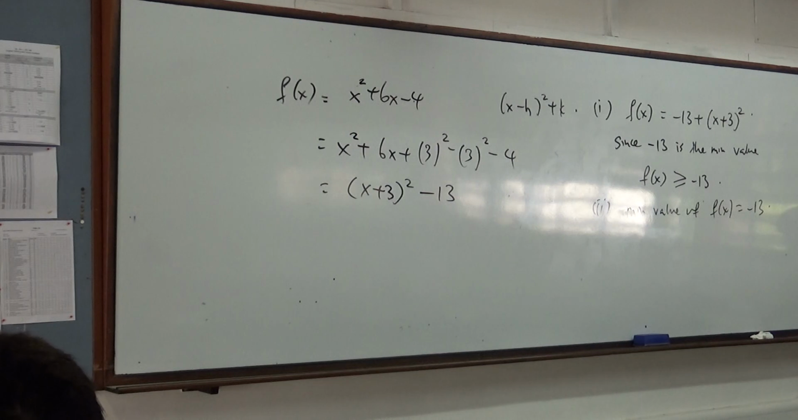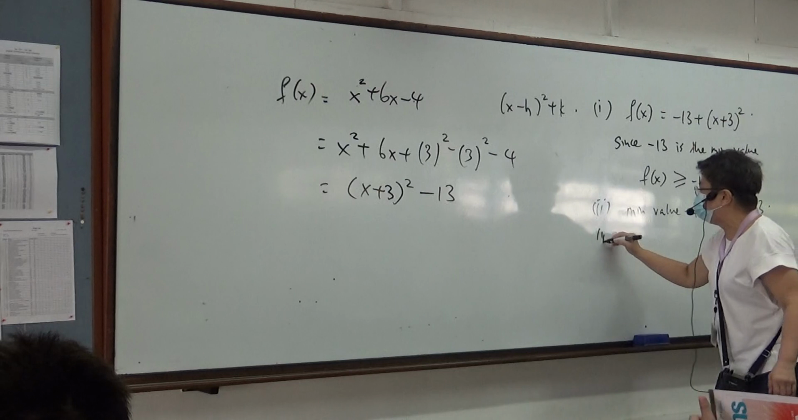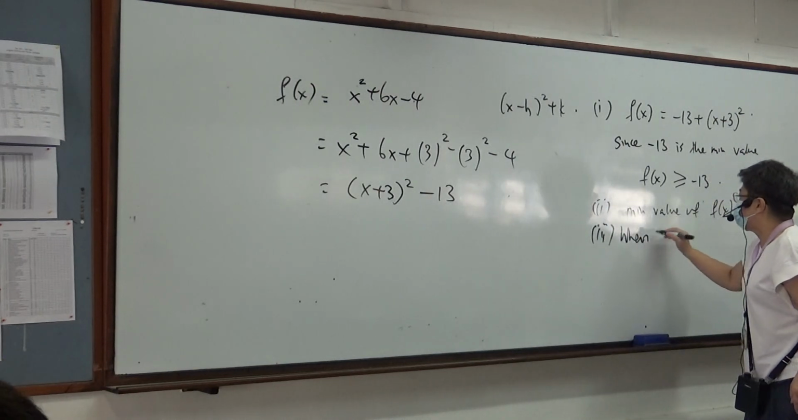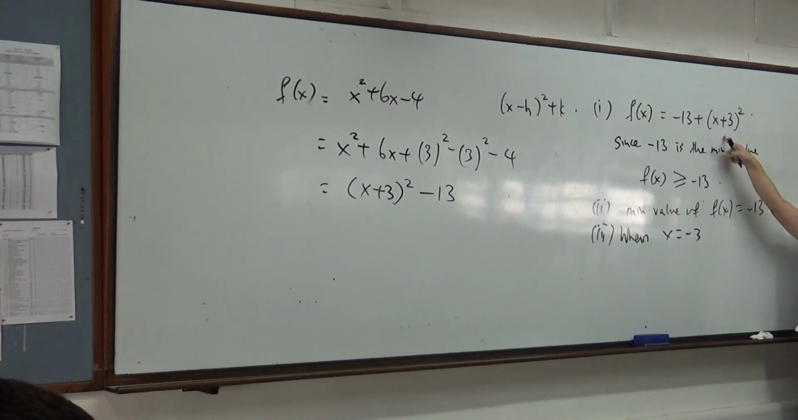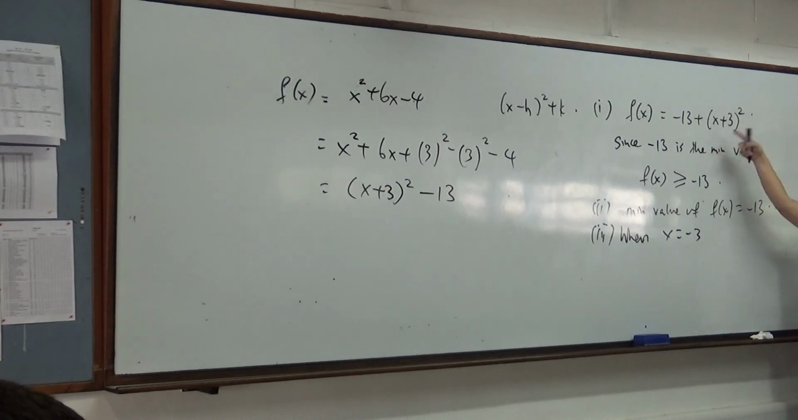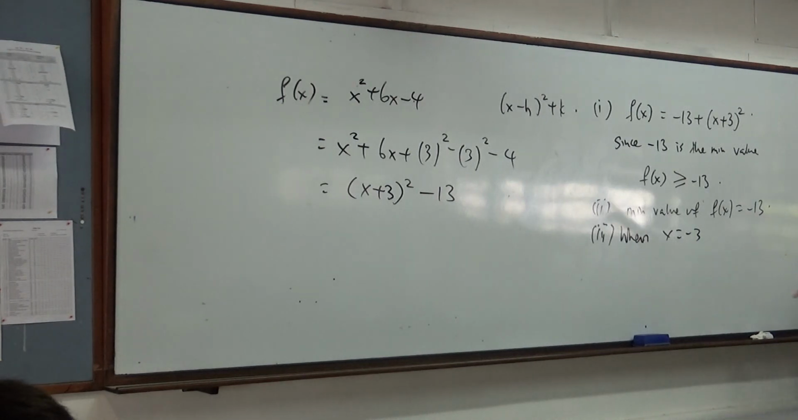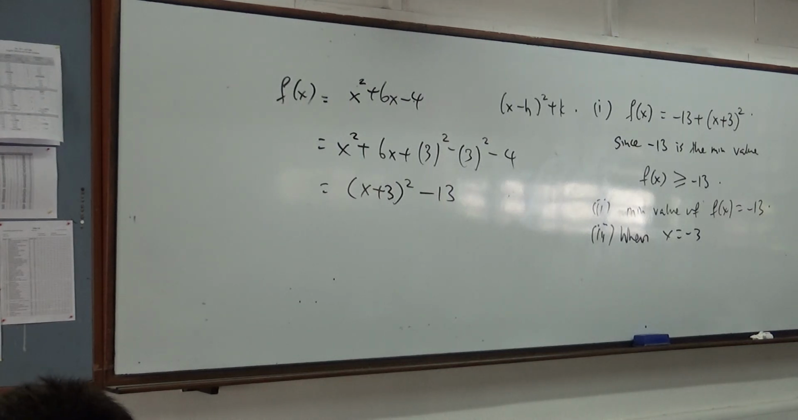Last part. The value of x at which the minimum value of f(x) occurs. Now, where will this be negative 13? When x is negative 3, when this is 0. Okay? So, can you see that this is actually what we have done in our indices? But I'm just applying it in the AMS context. That's why there's no such thing as AMS, it is just maths. Everybody clear? Can or cannot? These two are the basics. Alright, next one.